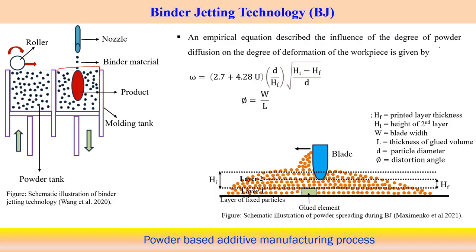Here empirical relations can be described for the degree of powder diffusion and the degree of deformation. We use HF here, and all the parameters are given. It depends on the particle diameter, distortion angle, thickness of the glue value, blade width, height of the second layer, and height of the printed layer thickness. All of these are parameters in this case, and we can perform this for HF, the layer thickness.